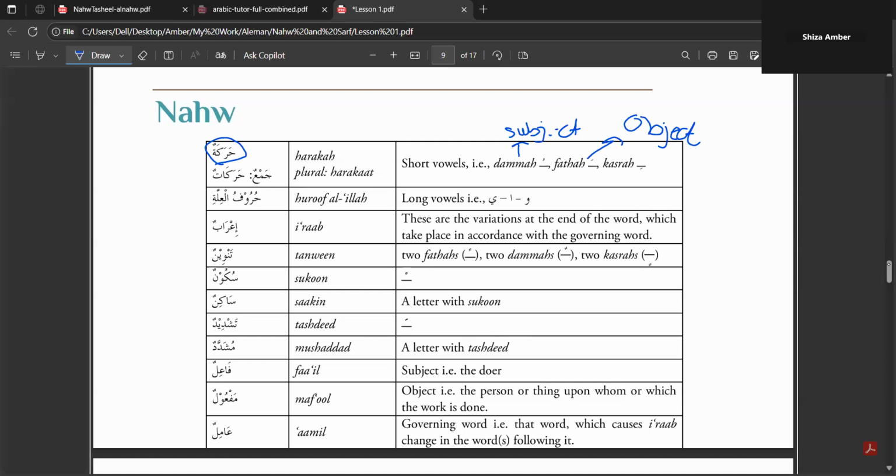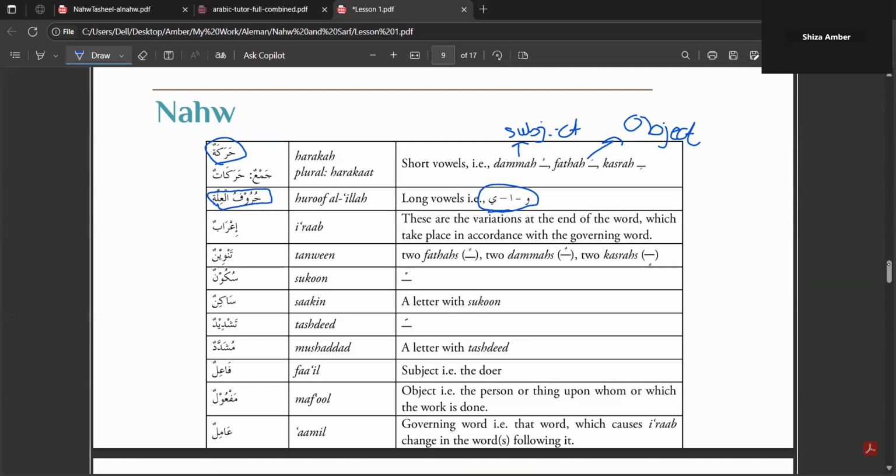Then there are huruf illat. This particular topic will come in sarf. It's not part of Nahwu. Mainly, it's part of the other subject that will cover huruf illat. But as for now, I can tell you that huruf illat are the long vowels. Any word which has waw, alif, or ya will be known as huruf illat. We'll discuss this in depth when we do sarf.